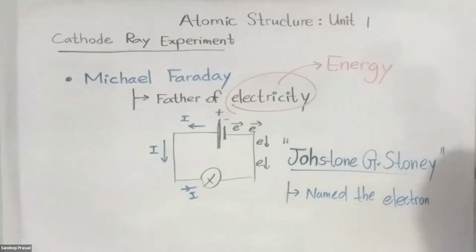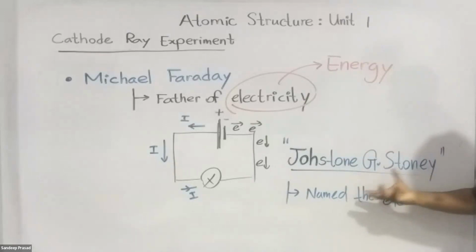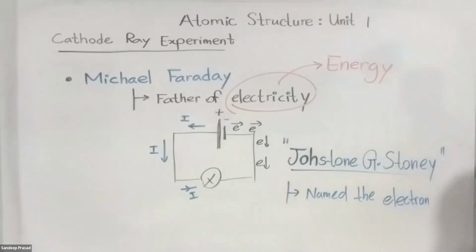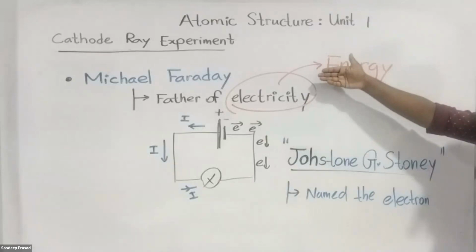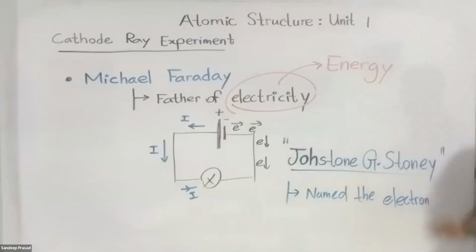J.J. Thomson. Don't confuse. Right? Johnston G. Stoney is the one who named the electron, and J.J. Thomson is the one who found the electron. So Michael Faraday and others conducted some experiments to find out that the basic fundamental particle in electricity is electron. So therefore, they knew about the electron. Johnston G. Stoney gave the name electron. But still, we don't know what is the basic fundamental particle in matter.